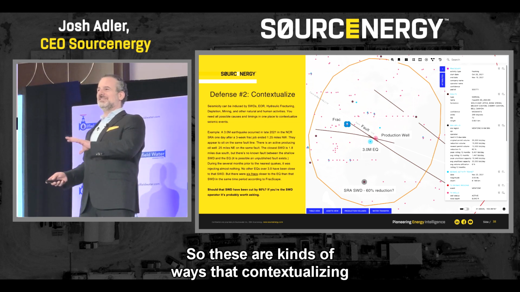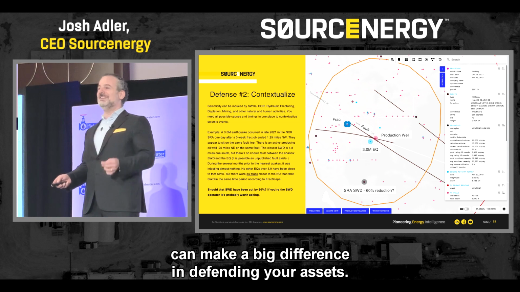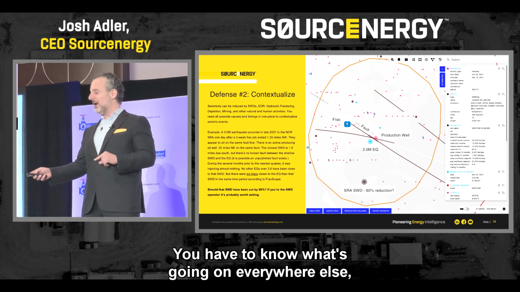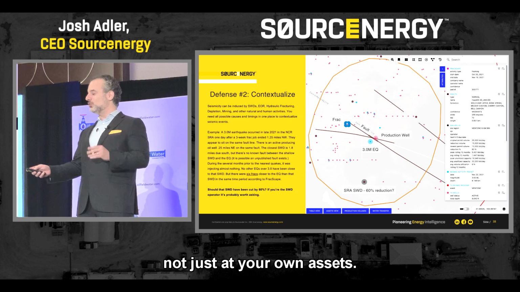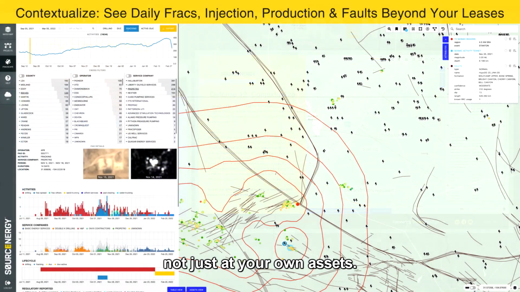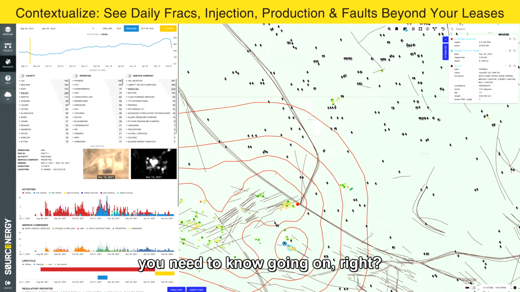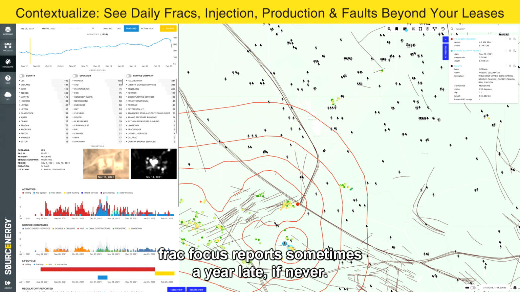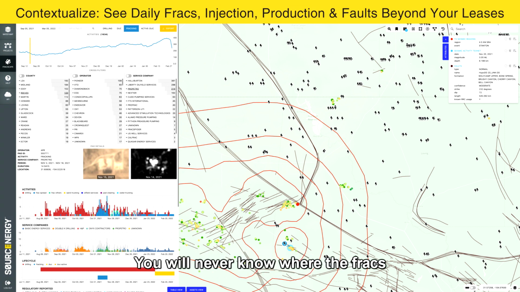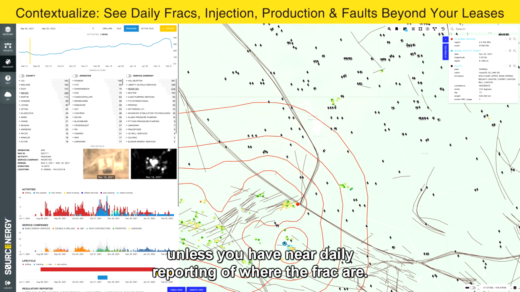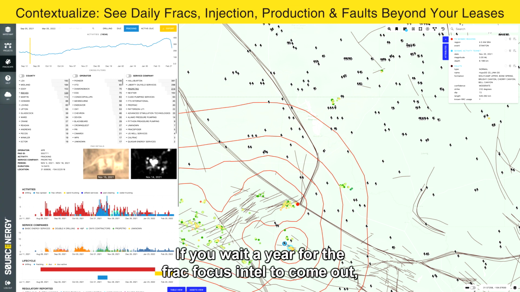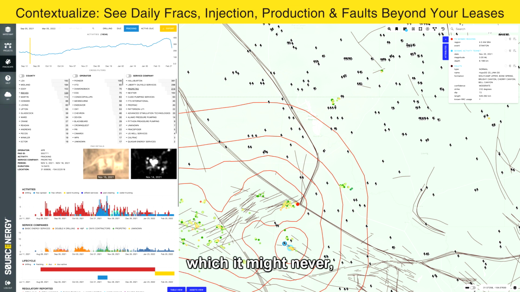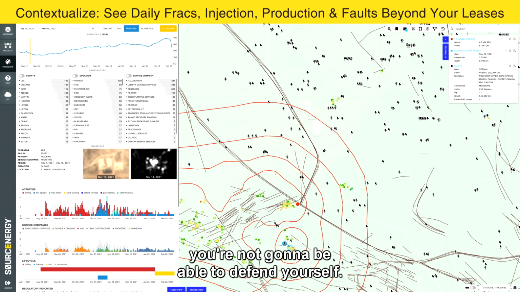So these are kinds of ways that contextualizing can make a big difference in defending your assets. You have to know what's going on everywhere else, not just at your own assets. So there's all kinds of things you need to know going on, right? You need to see where the fracs are that day. Remember we talked about earlier, FracFocus reports sometimes a year late, if never. You will never know where the fracs were to defend your disposal assets unless you have near daily reporting of where the fracs are. If you wait a year for the FracFocus intel to come out, which it might never, you're not going to be able to defend yourself.